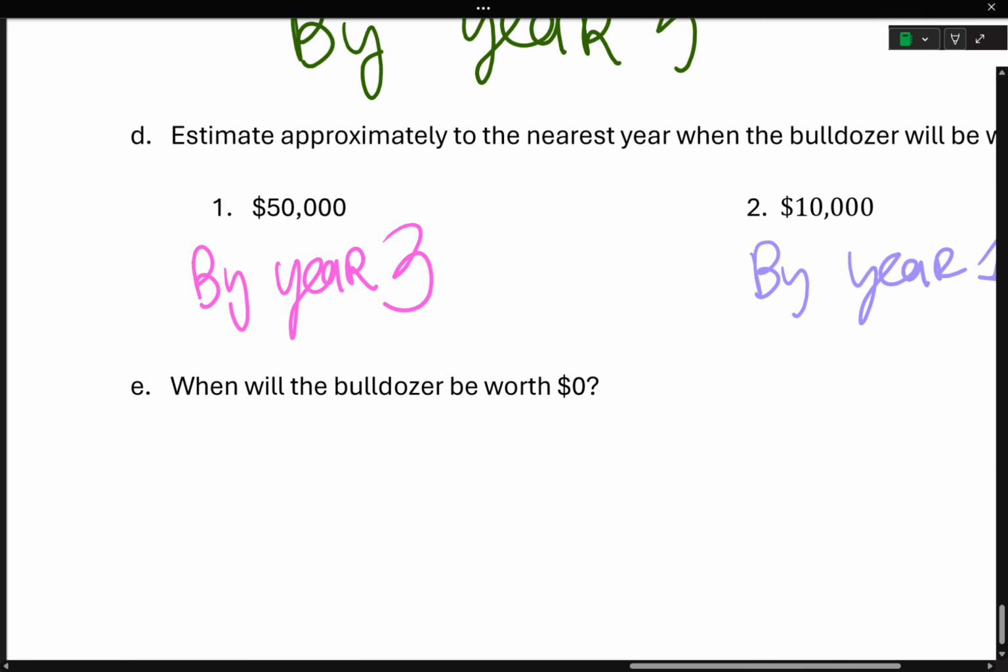Now here's a question that's not on the graph. When will the bulldozer be worth $0? Think about it. Think hard. The answer is never. In our economy, you can always sell something for something. Maybe your bulldozer breaks, but you can sell it for parts. You can take off the wheels. You can take off the controls. You can take off the shovel. So it's gonna be worth something. Gotta make some money out of it.